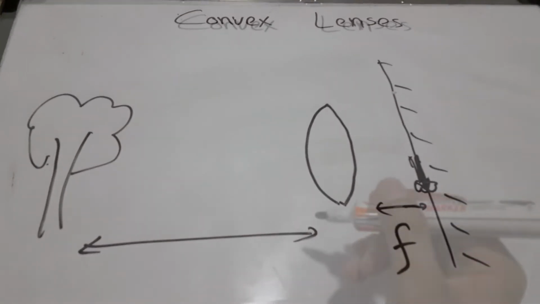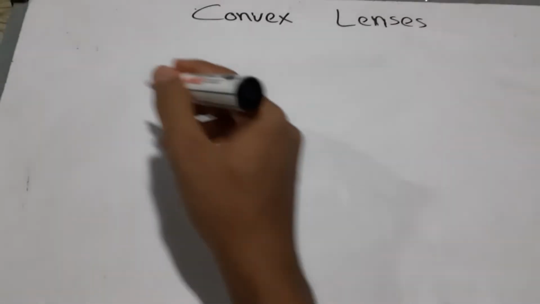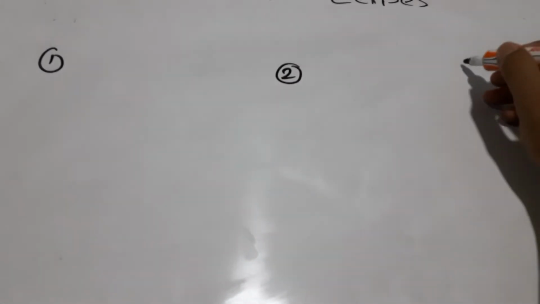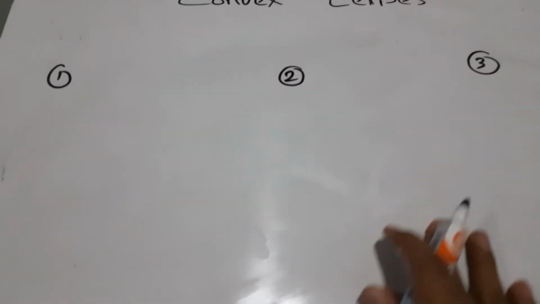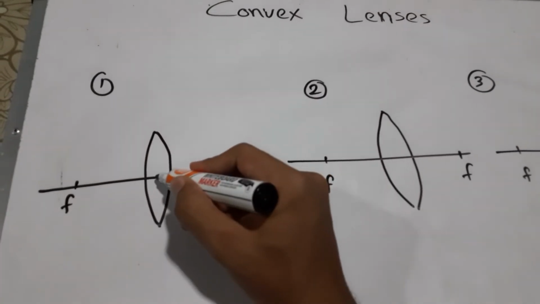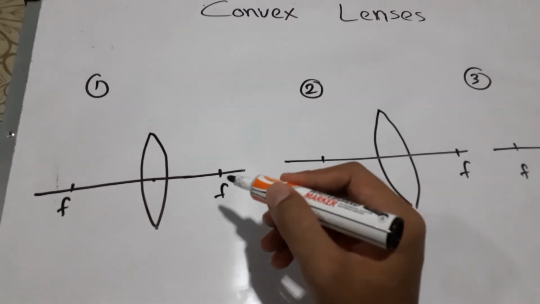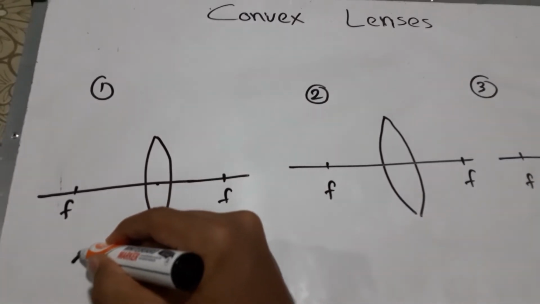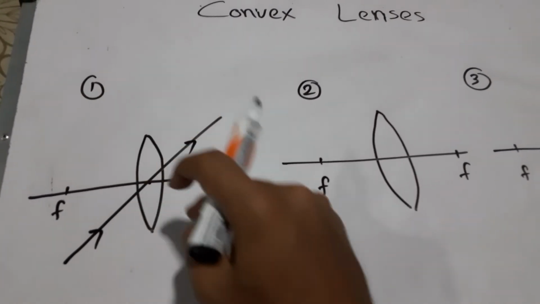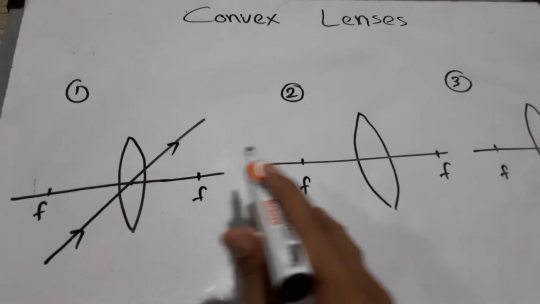Okay, let's move on to drawing ray diagrams. When drawing ray diagrams, there are mainly three things that you should know. Number one is the light ray that passes through the optical center will move without getting any refractions. So it will be like this. Any light ray that passes through the optical center will not get refracted.